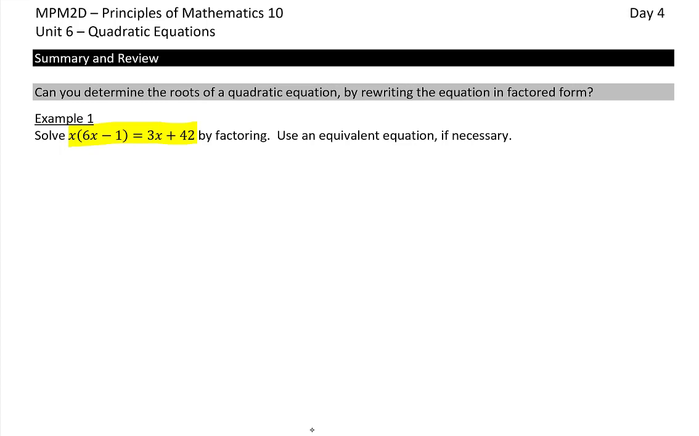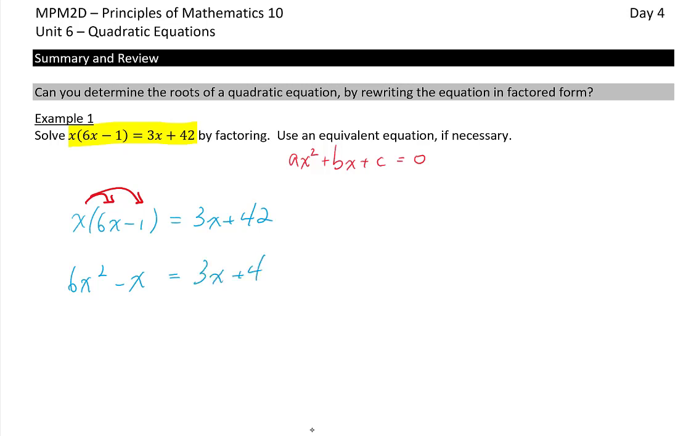But the first step is to use an equivalent equation. And all that means is to rewrite your expression with 0 on one side. So our first step here is to expand and simplify the left side of this equation. So what we have is 6x squared minus x, which equals 3x plus 42. We're going to move everything over to the left side. And when we do that, we get 6x squared minus 4x minus 42 equals 0.